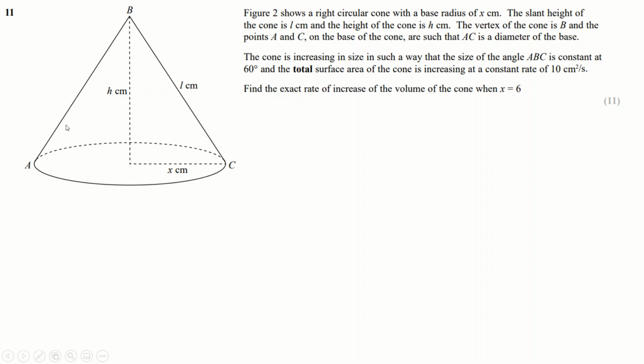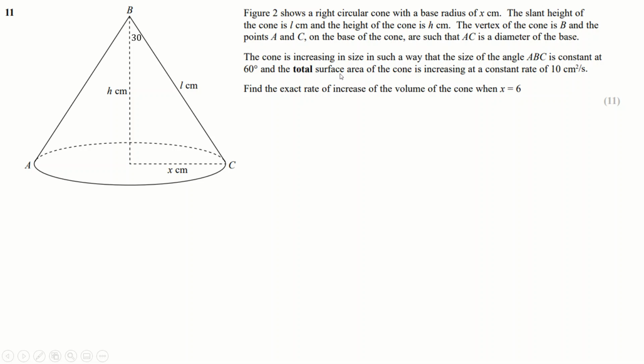Just amazing. You've got a cone with radius x, height h, slanted height L. You've got an angle ABC of 60, which doesn't change. So this cone is getting bigger, but this angle isn't changing. So the cone is kind of extending outwards down here, like it's getting wider this way and taller, but this angle isn't changing. So this angle is 60, of course. That means this one is 30.